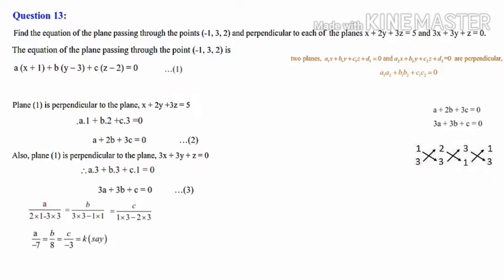A divided by, here 2 into 1 is 2 minus 9, 2 minus 9 is minus 7, equal to B divided by, this one is 9 minus 1, that is 8. C divided by, here 3 minus 6, that is minus 3, equal to, we have to take a constant, that is K, just our assumption, you can take it as K.